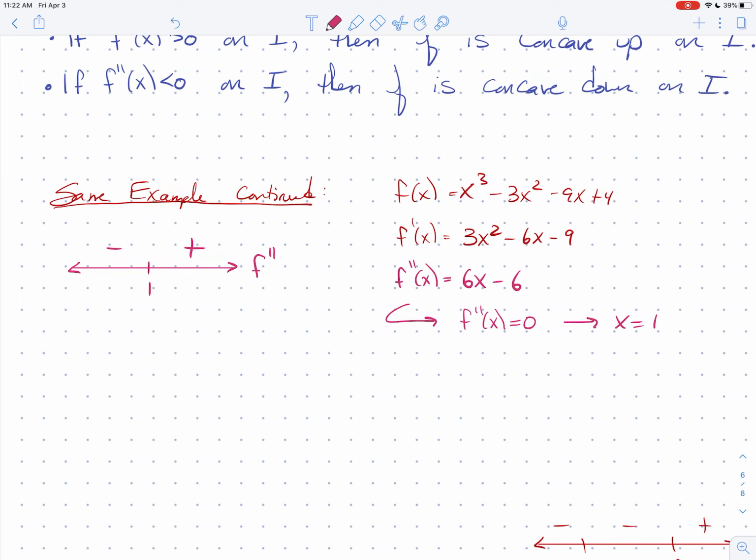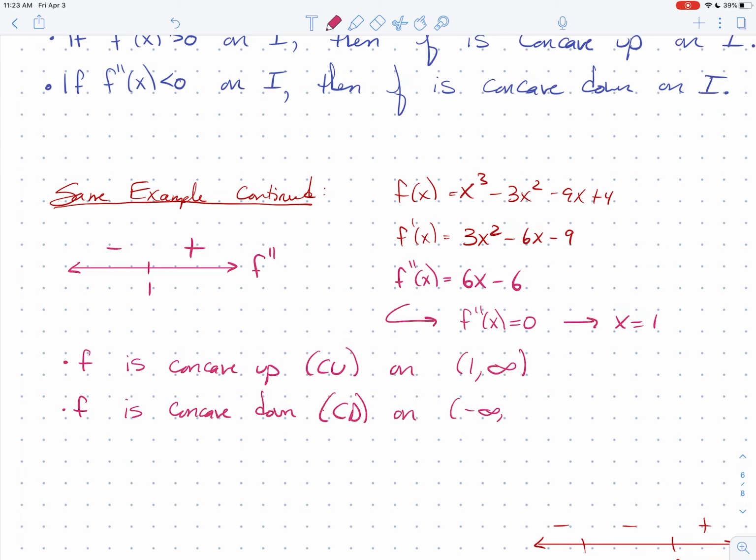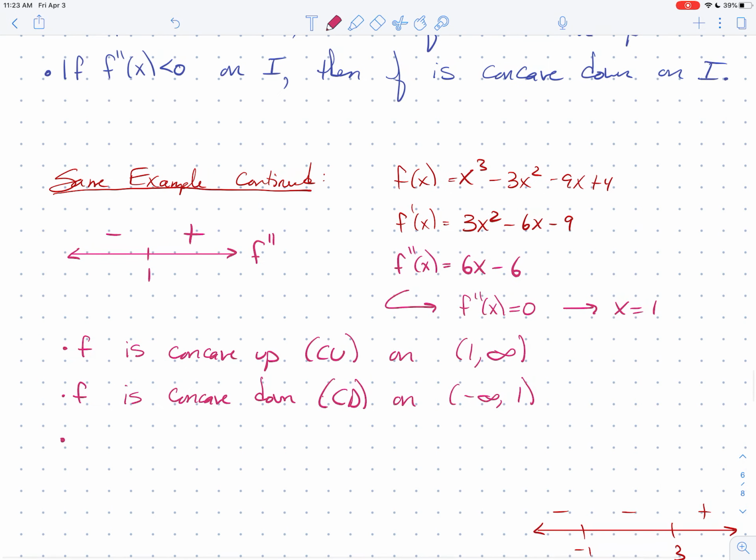And so now I can immediately conclude that f, the original function, is concave up. I'll usually abbreviate that with cu on the open interval 1 to infinity. And f is concave down on minus infinity to 1. And I also want to point out one other thing. f has an inflection point. You should be able to see where, at the point x equals 1. And if I want to graph that, then I can plug in 1 into my function.